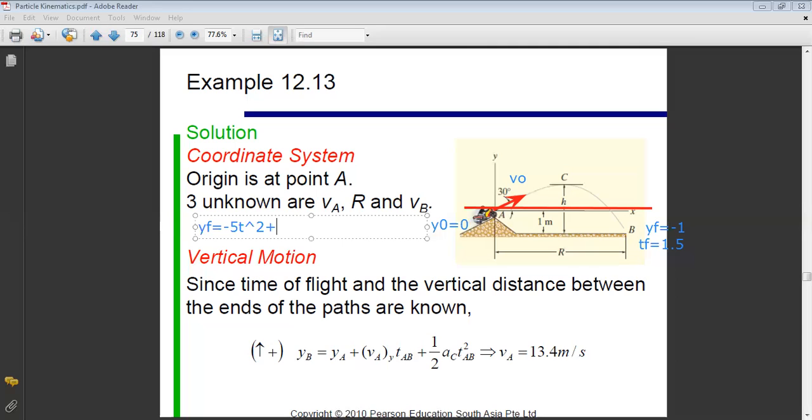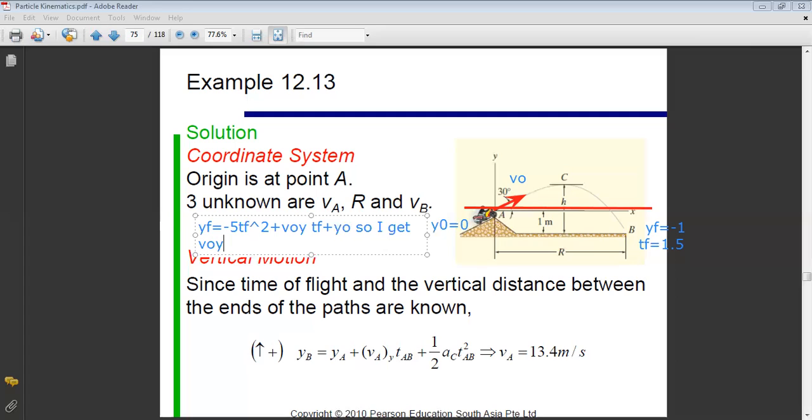So I will write plus V0Y, and of course, I replace t by T final. So plus V0Y times T final plus Y0. Okay? So as you can see, Y final, Y0, and T final are known. I replace, I get V0Y. Okay? And once you get V0Y, how to get V0?